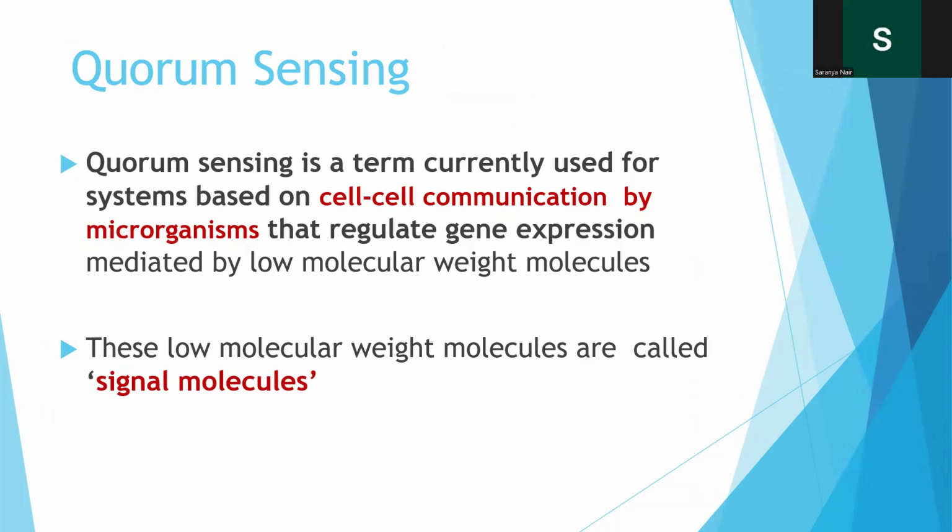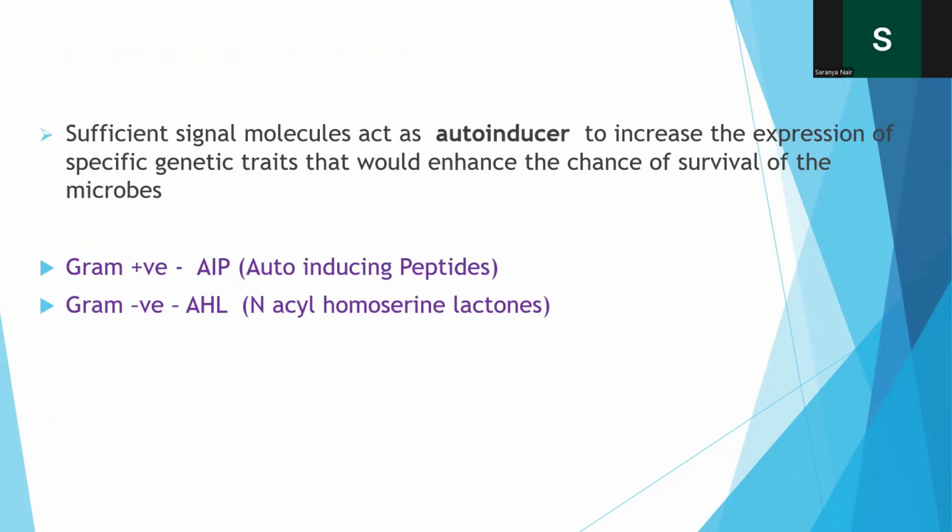Now comes quorum sensing, which is a frequently asked question. Quorum sensing is a term currently used for systems based on cell-to-cell communication by microorganisms that regulate gene expression mediated by low molecular weight molecules. These low molecular weight molecules are called signal molecules. Sufficient signal molecules act as an auto-inducer to increase the expression of specific genetic traits that would enhance the chance of survival of the group.